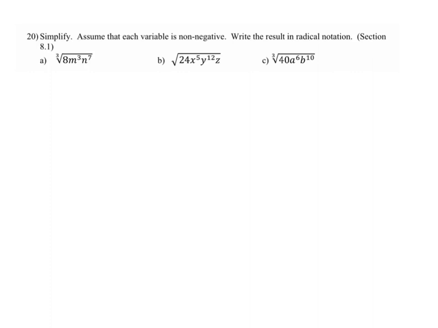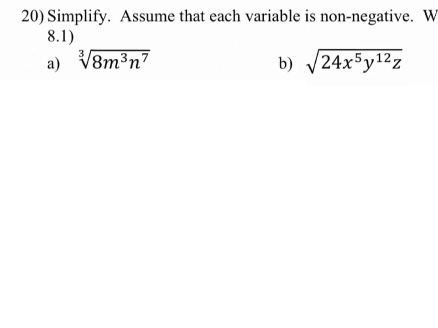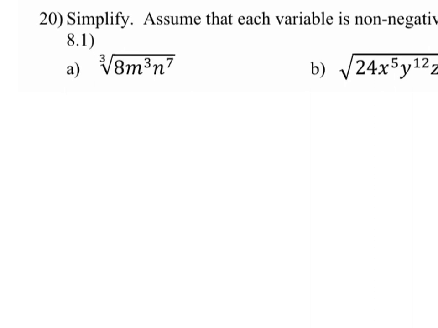So for example A, we have the cube root of 8m cubed n to the 7th. So remember that what we want to do is we want to split this up into two groups. The first one will be our cubes. The second one will be leftovers. So starting with the number, 8 is a perfect cube, so we're going to keep it within our first group. M cubed is a perfect cube, so we're going to keep it in our first set.